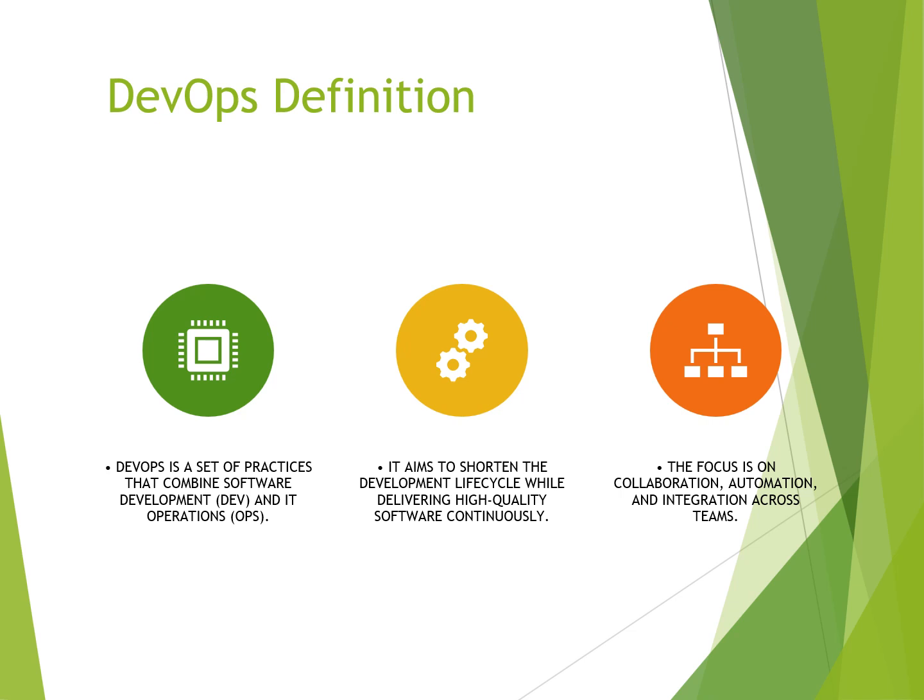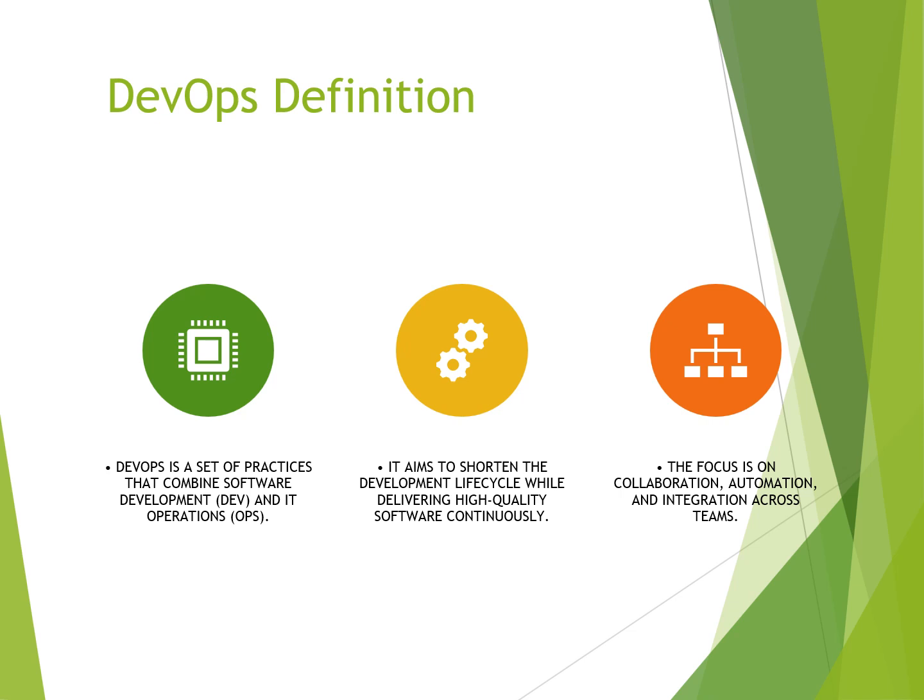So DevOps can be defined as a set of practices that ensures that both the software development team and the IT operations team are combined together. They work as one team. Also, DevOps aims to shorten the development life cycle while delivering high-quality software continuously.